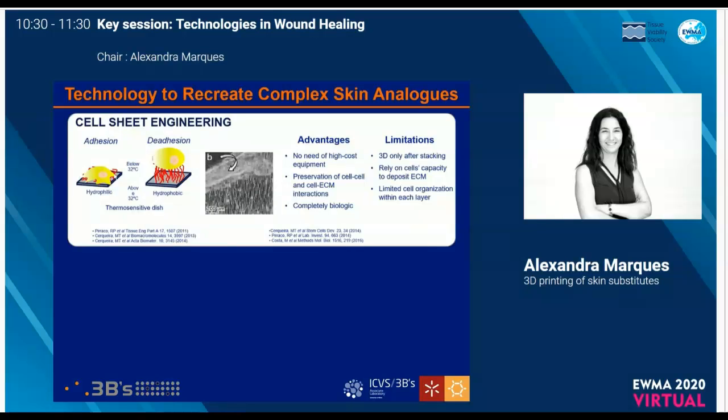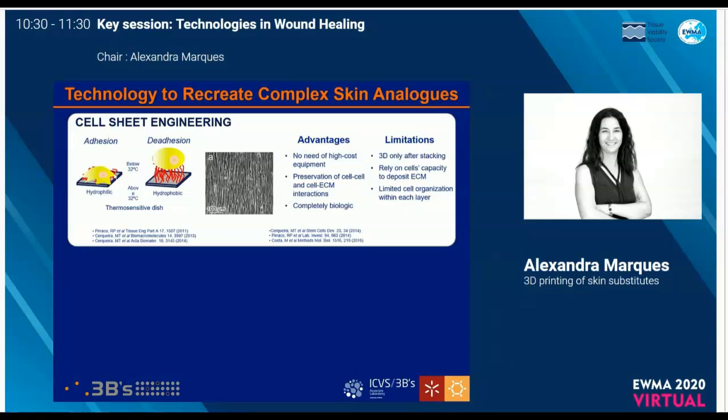So one of the technologies that we have been exploring mostly in the group is called cell sheet engineering, and this technology relies on the capacity cells have to deposit their own matrix and then to form cell sheets that can be then stacked to form tissue-like substitutes. This technology has as main advantage to be completely biological, so it's a biomaterial-free technology, and also has the importance of allowing the preservation of cell-cell and cell extracellular matrix interactions.